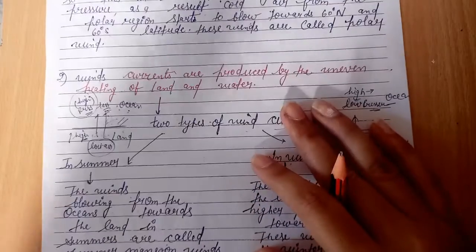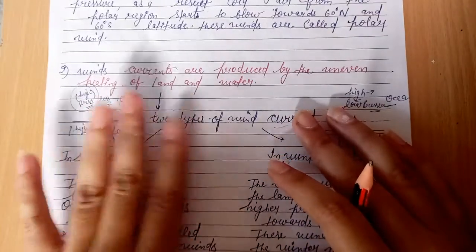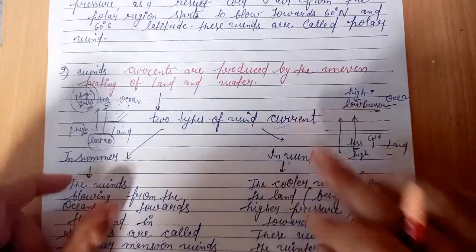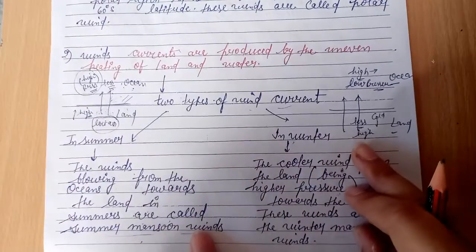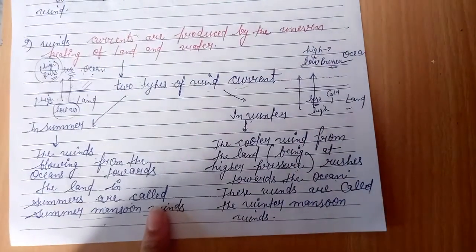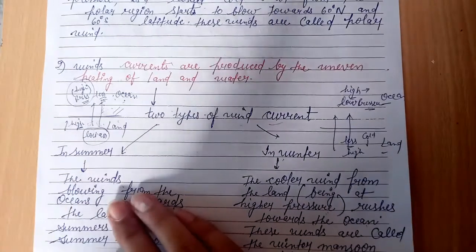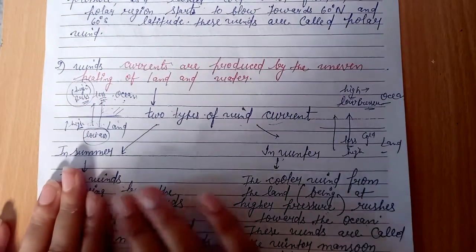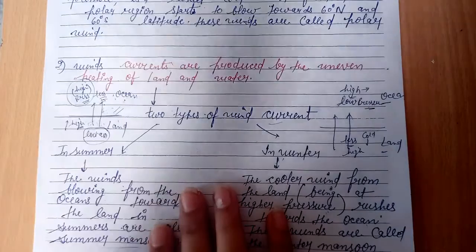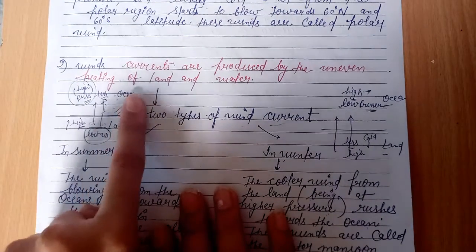Students, the next situation where wind current is generated is uneven heating of land and water. In summer and in winter. In summer monsoon winds blow, and in winter monsoon winds blow. So what happens in the summer season and winter season on lands? In summer season, say this is land and this is ocean.